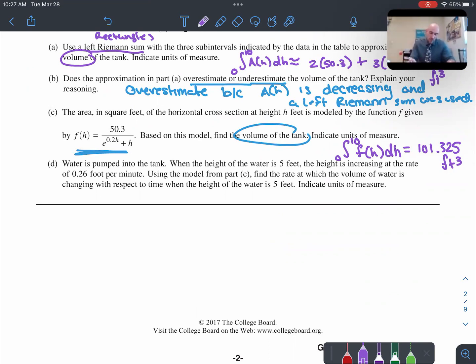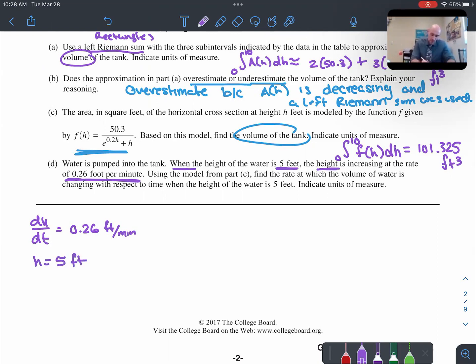Okay, when the height, so here's a when piece, and whenever I do related rates, we look for those four things. We look for a given rate. We look for the rate we want to find. We will look for the when piece, and we need an equation. So when the height of the water is 5 feet, the height is increasing at a rate of this. So that's our dH over dt. We're going to use that somewhere. So feet per minute. All right, I'm also going to go ahead and say h is 5 feet.